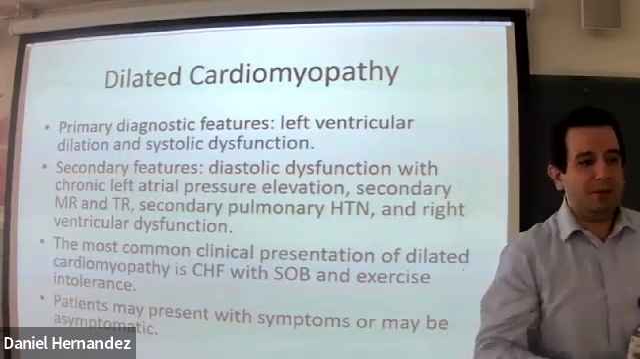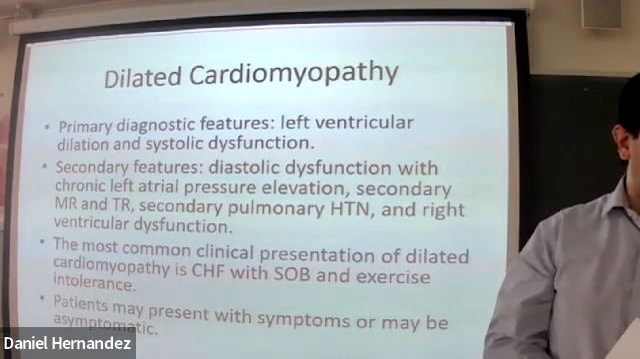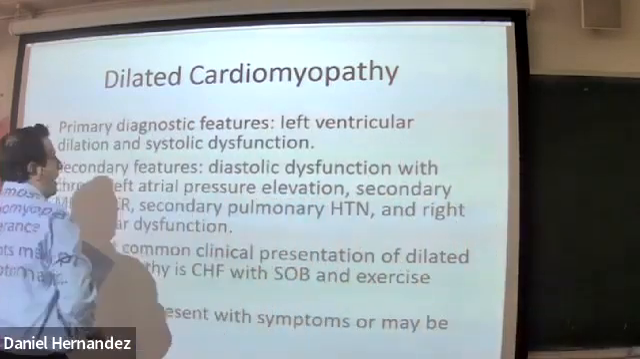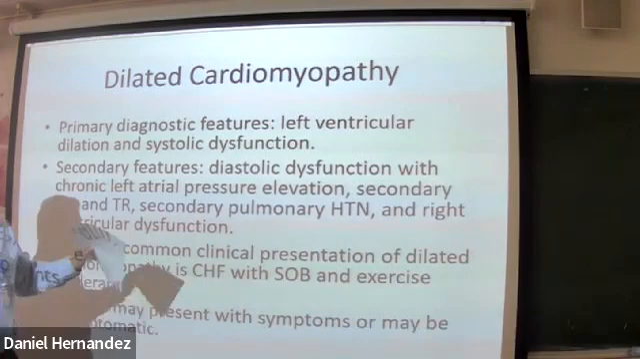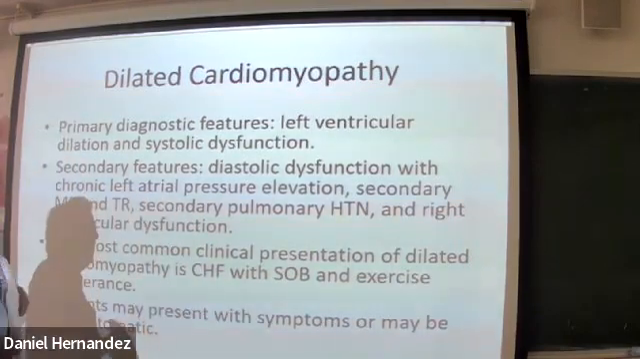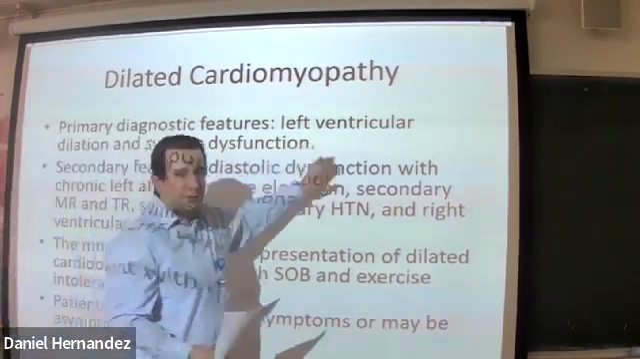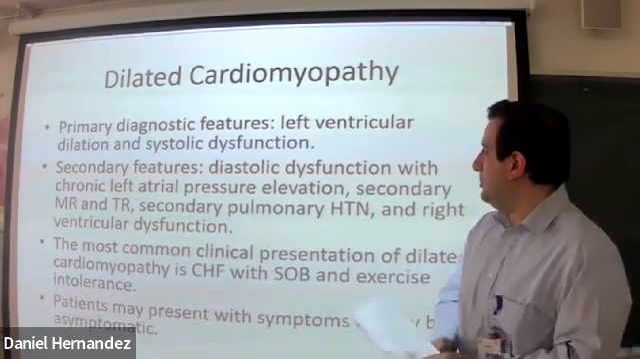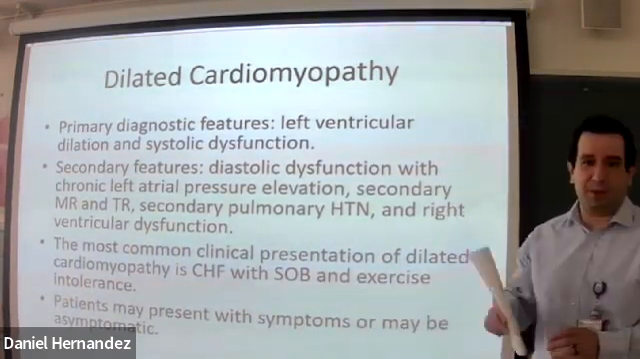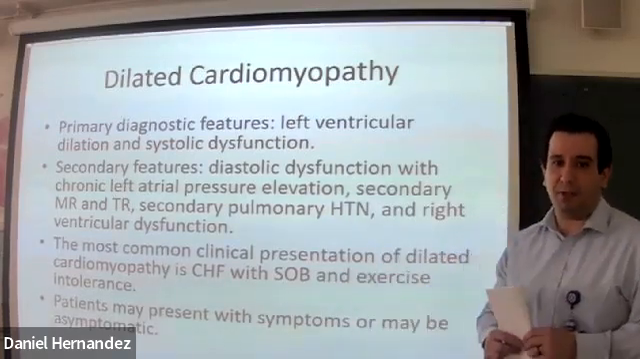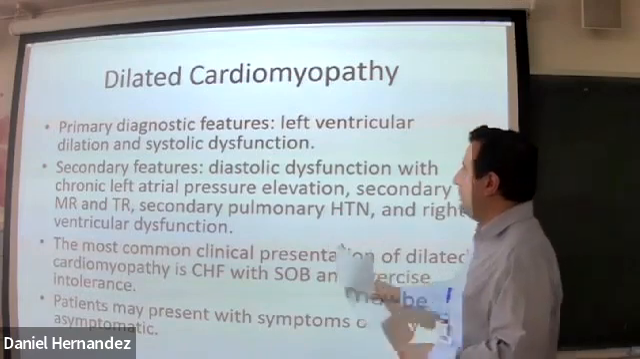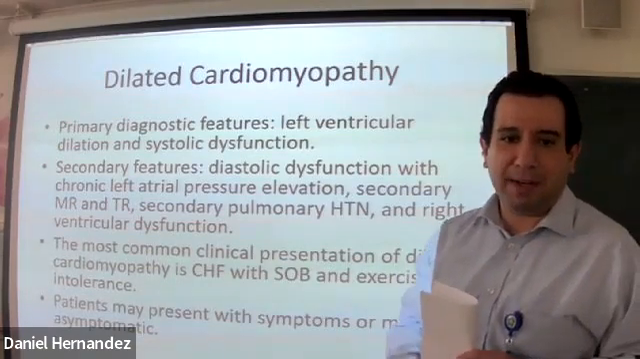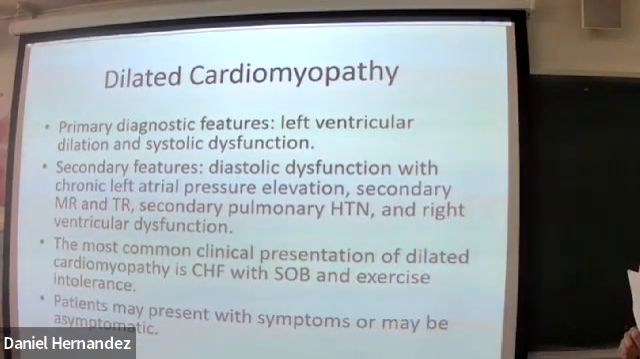The first one we're going to discuss is dilated cardiomyopathy. The important thing to remember is that it has two primary features common to any patient diagnosed with it. First, left ventricular dilatation, a very large dilated left ventricle, and then reduced systolic function, or systolic dysfunction. So they have a reduced ejection fraction, or low EF, and a very dilated left ventricle. Those are the primary characteristics of dilated cardiomyopathy.